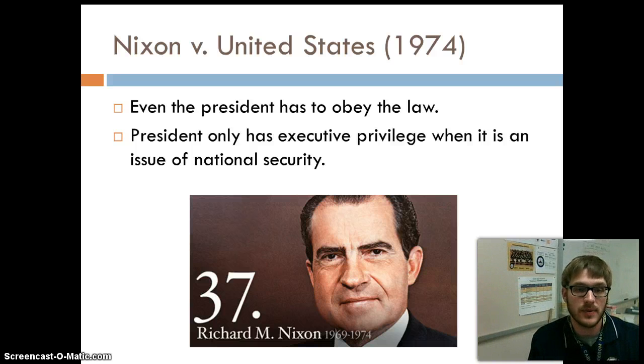Getting near the end here, Nixon versus the United States. Even the president has to obey the law. President Nixon had committed some crimes. He had sent some people who worked for him to break into the Democratic Party's offices. But he thought he didn't have to be punished for that, and that the evidence against him shouldn't become public because it should be secret since he was the president. Now the court decided only in cases of national security, only when the country is in danger, does the president get to keep information secret that way. So even the president has to obey the law.